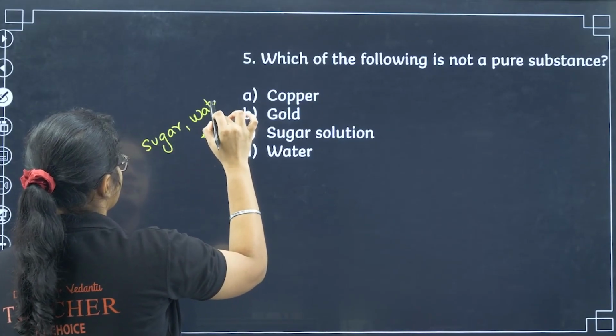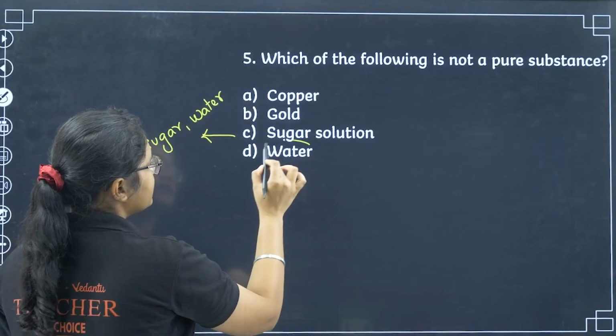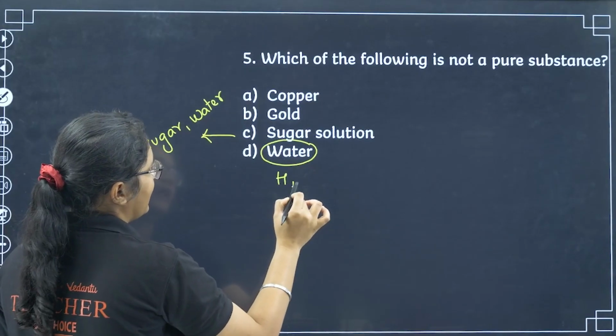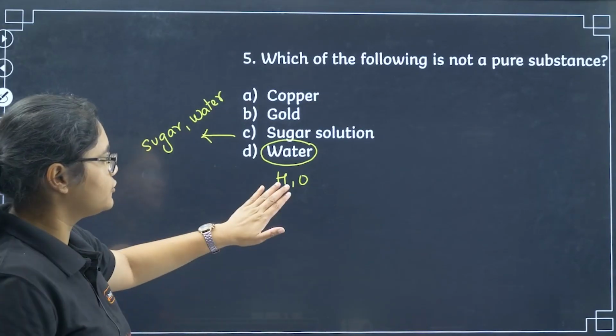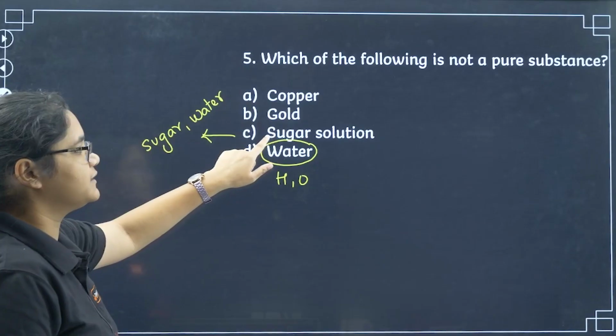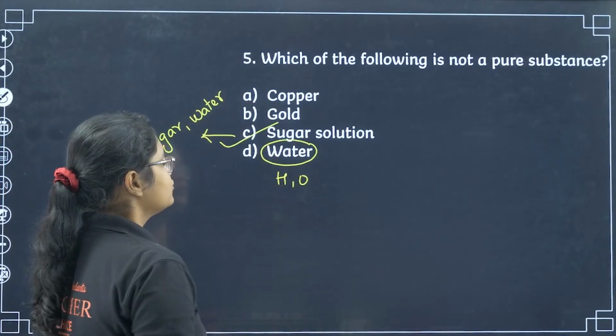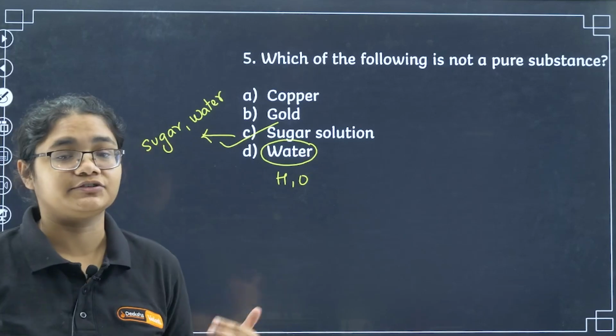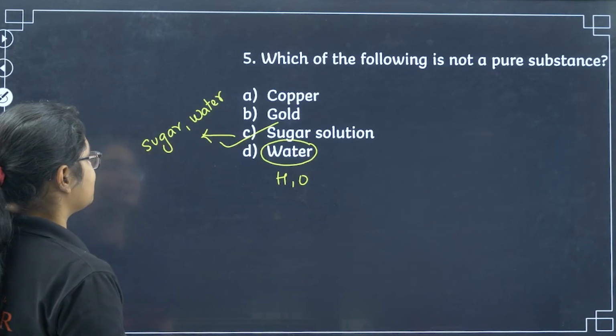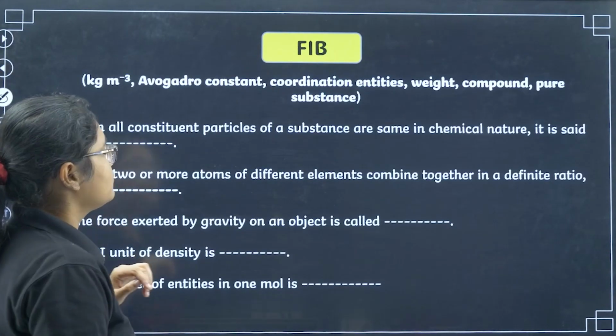Okay, and water is made up of hydrogen and oxygen. So this is also a pure substance, this is also a pure substance, but this cannot be considered a pure substance because it is a mixture of two things and does not have any fixed ratio also. Okay, so that is why sugar solution. Now moving to fill in the blanks.